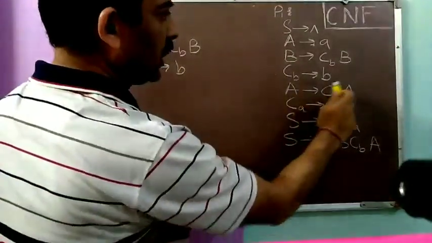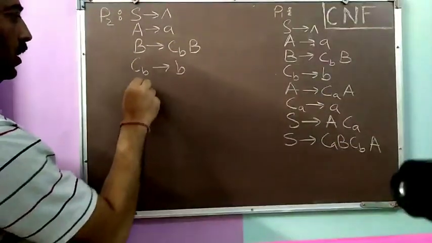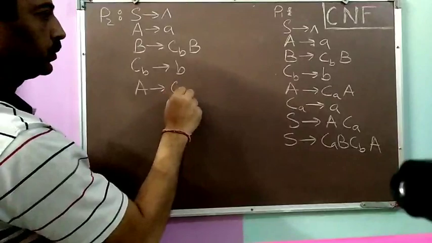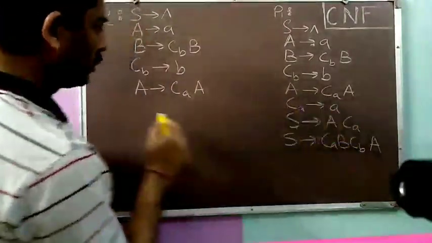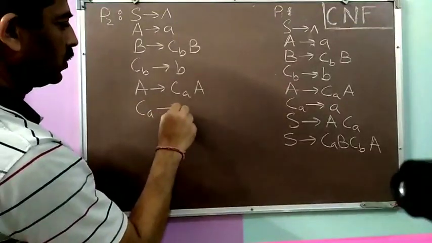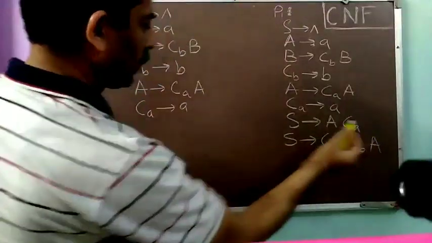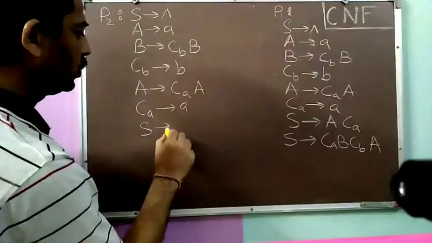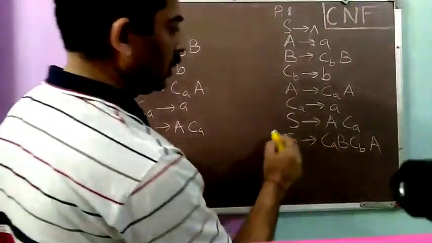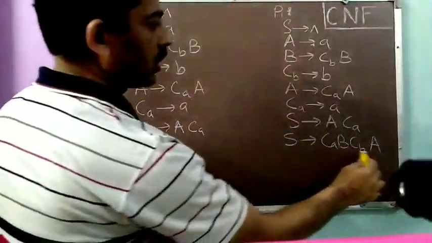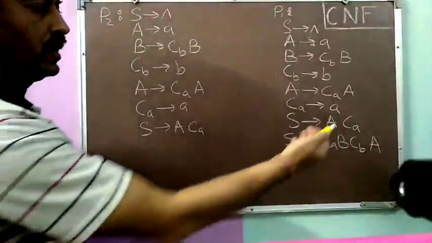Then A to CA, capital A. This is also okay, there are two variables on the right hand side. So A2 to CA, capital A, and then CA to small a. This is also in the required format. And then S2 to capital A, CA, two variables on the right hand side. So this is also okay. But when we come to this, on the right hand side there are four variables.